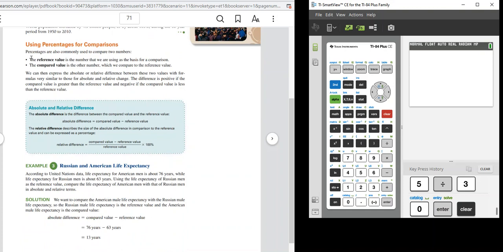And this is the key right here that they're talking about when using percentages for comparisons. The reference value is the number that we are using as the basis for the comparison. The compared value is, on the other hand, the one which we compare to the reference value. So we have to be careful.